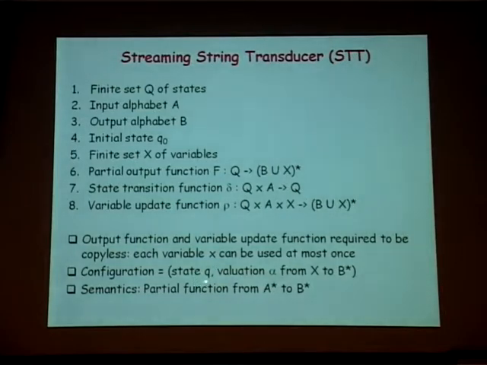A configuration would be the state and evaluation for all the variables. So these variables take values over B star. So B is your output alphabet. So those would be output strings. So initially, the machine starts in Q0. All variables are empty strings. When the input ends, you end in some state. If the output function is defined, that would be the output, and you would just evaluate at every step the string on the right-hand side by plugging in the values of the current variables. Okay, and so this gives you a transduction from A star to B star, so a function from input strings to output strings.